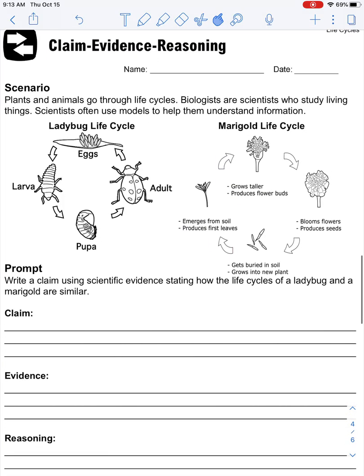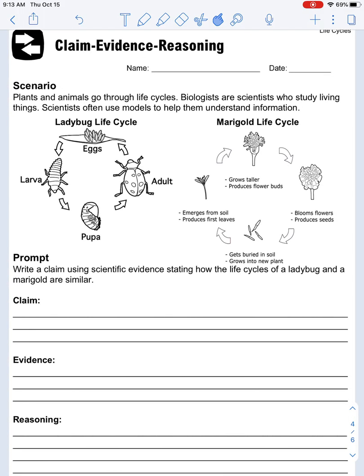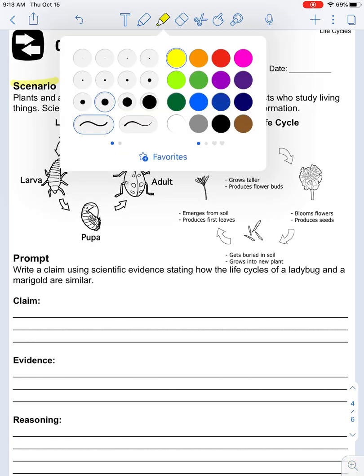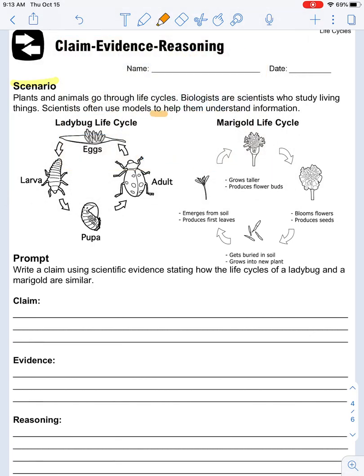So here's what my paper looks like. It's a little bit more detailed than yours. That's okay. You are just going to do yours on a lined sheet of paper and look at mine as we go along. So our CER starts with a scenario. Plants and animals go through life cycles. Biologists are scientists who study living things. Scientists often use models to help them understand information. So in this page, we've got two models here.